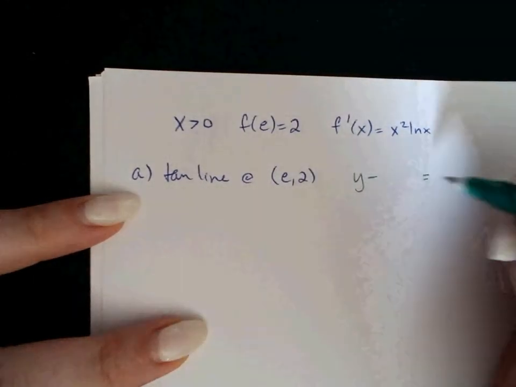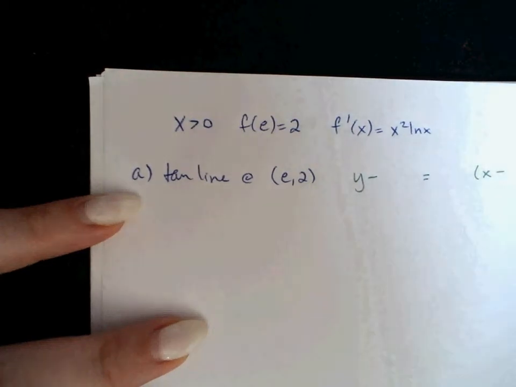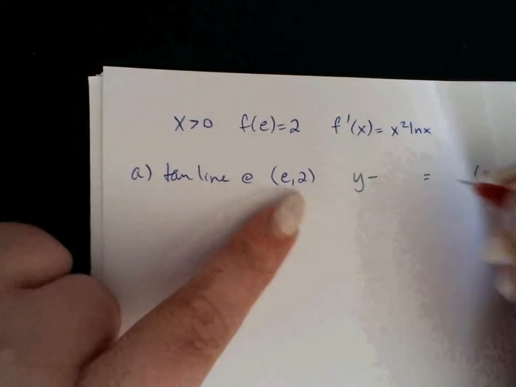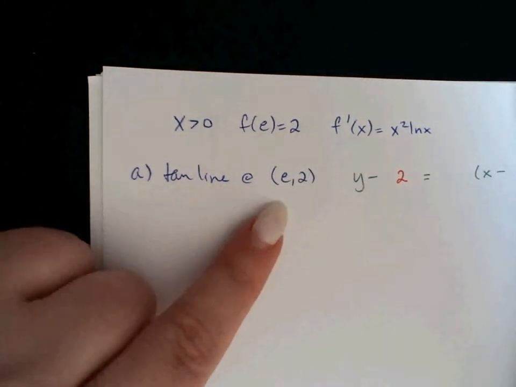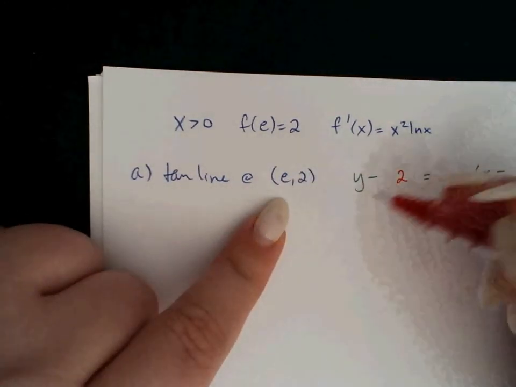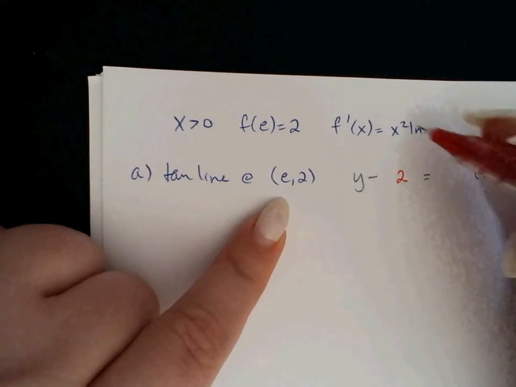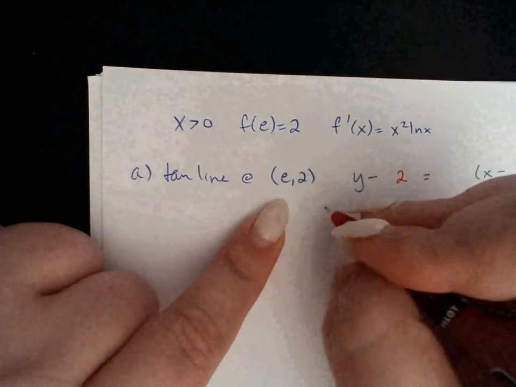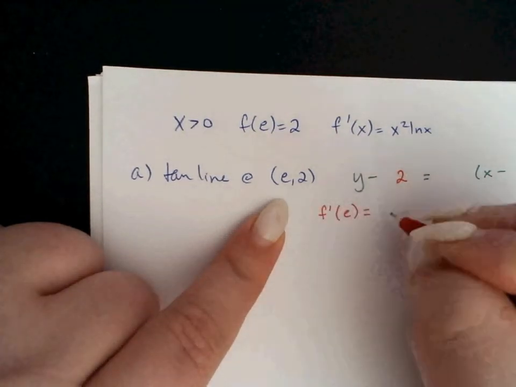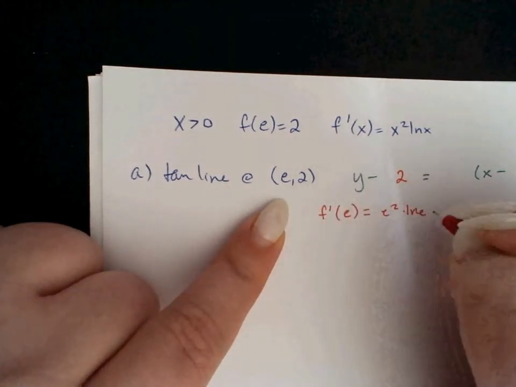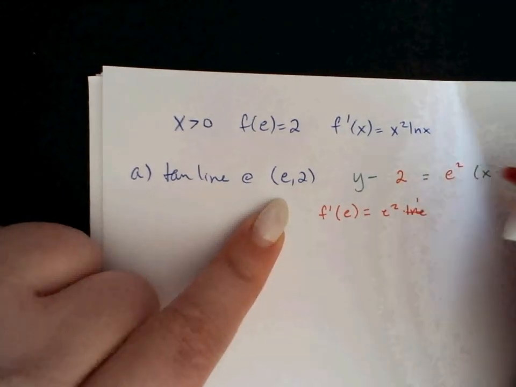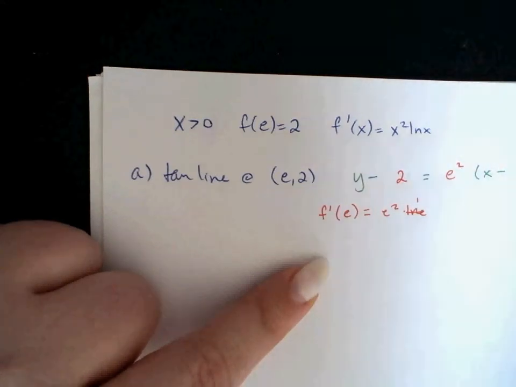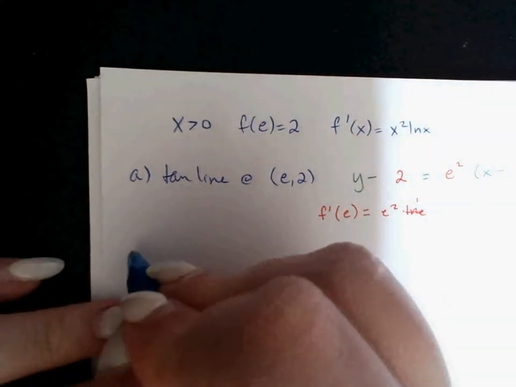So tan line, we know y minus and then x minus. It's at the point (e, 2), so we've got e for x, 2 for y, and then we need the derivative at the point (e, 2), so all I need to do is plug in e into my first derivative, and there we go. So f prime at e equals e squared natural log of e, which is 1, so e squared, and that should be all we need. Okay, part B.